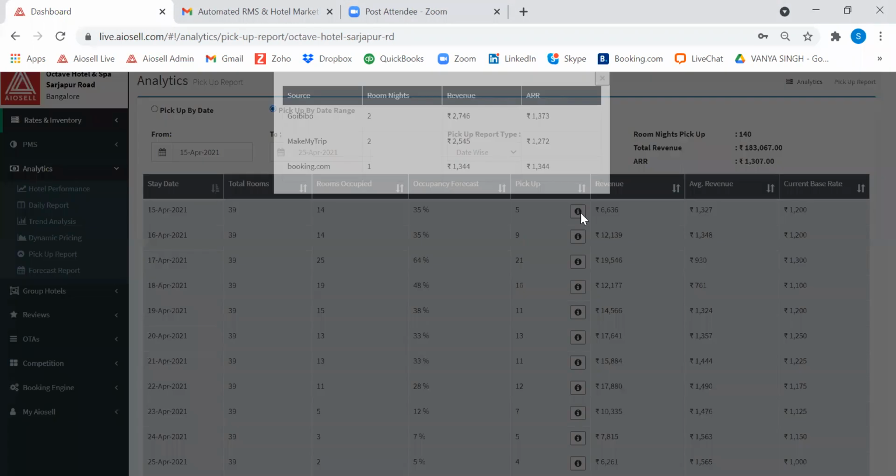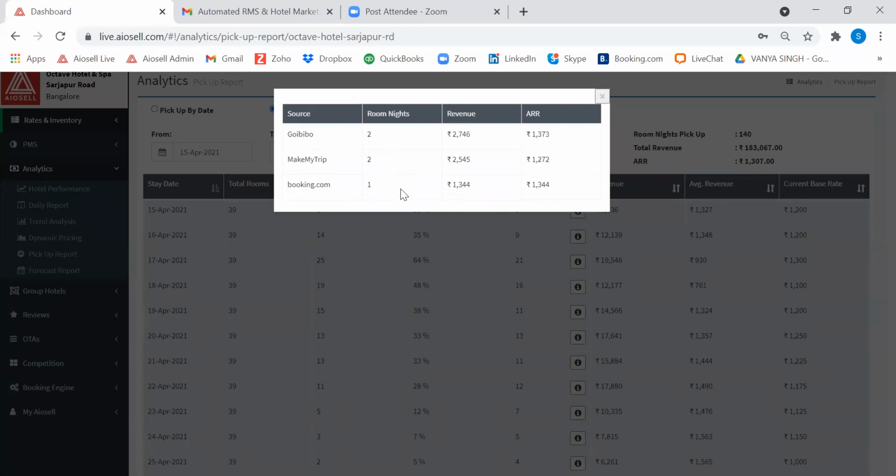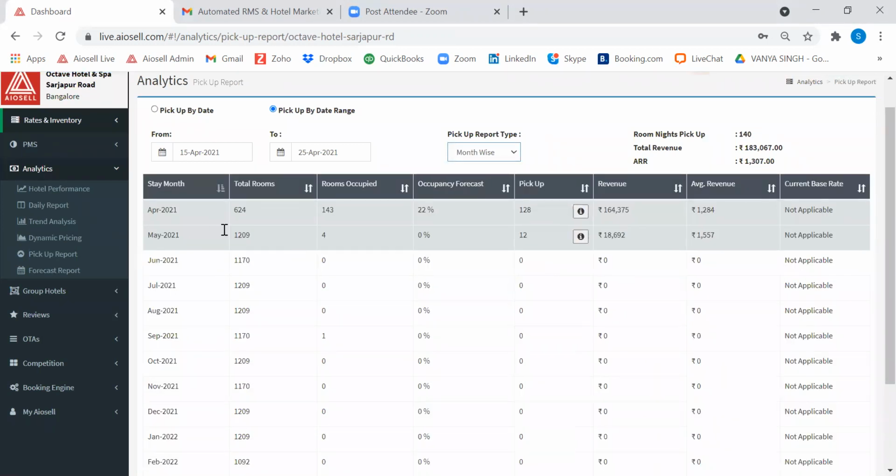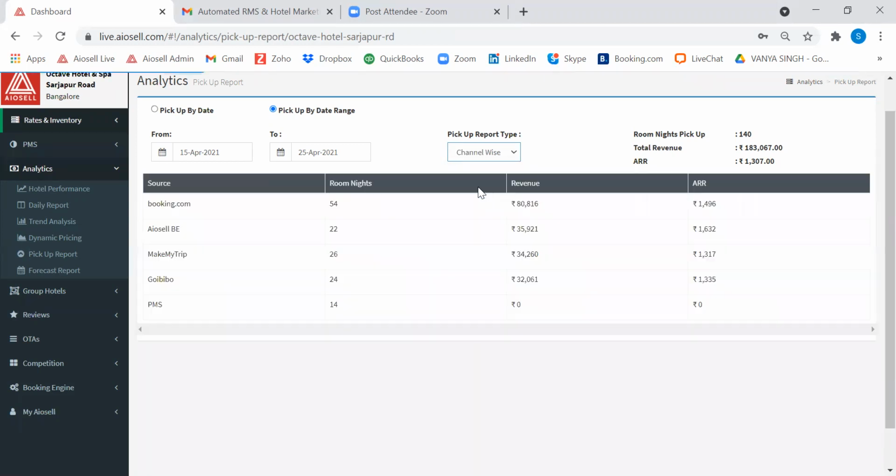If I click over here, I can actually see the breakdown of the pickup into various sources. I can also see this data month-wise, so I will be able to understand which months in future are picking up business so that you can strategize and ensure that those months the prices are increased accordingly. And you also have a channel-wise pickup report, so you can see for that particular property which channels are picking up business and accordingly make your strategies.